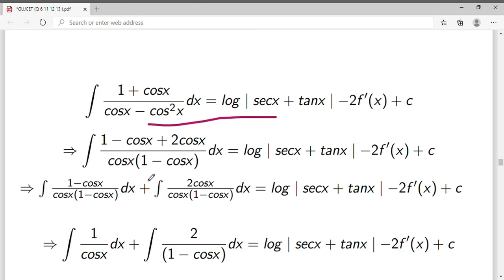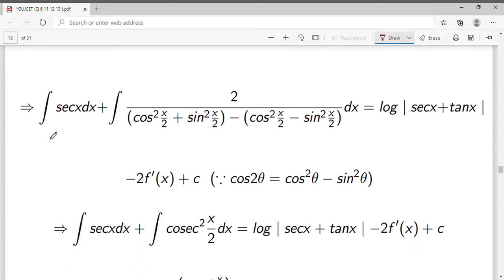So in the denominator we have 1 minus cos x, so also try to set the numerator like this. Write 1 minus cos x, but here we have plus cos x, so to set this we need plus 2 cos x. So ultimately we have 1 plus cos x upon this value. Now separate the denominator: 1 minus cos x upon this value plus 2 cos x upon this value. After that, 1 minus cos x and 1 minus cos x cancel out, so we have 1 upon cos x dx plus, from this, cos x and cos x cancel out, so we have 2 upon 1 minus cos x dx. Right hand side keep as it is.